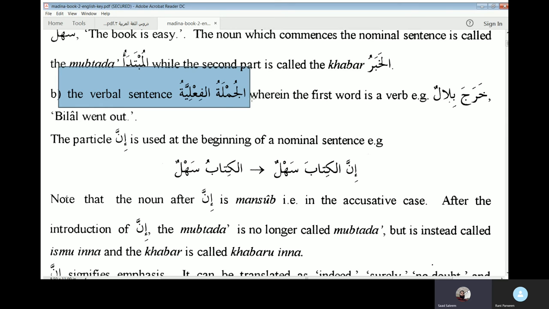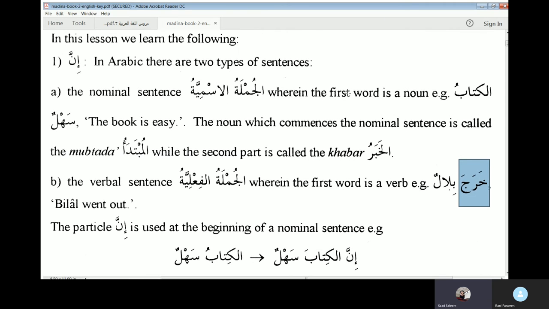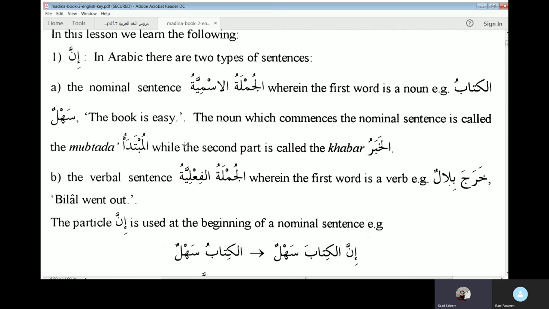What is jumla fi'liya? The sentence which starts with a verb is called jumla fi'liya. In English, we don't have verbal sentences, but in Arabic, we have jumla fi'liya. The verb is written before the noun. Whereas in jumla ismiya, the noun is written at the start. So this is the difference.